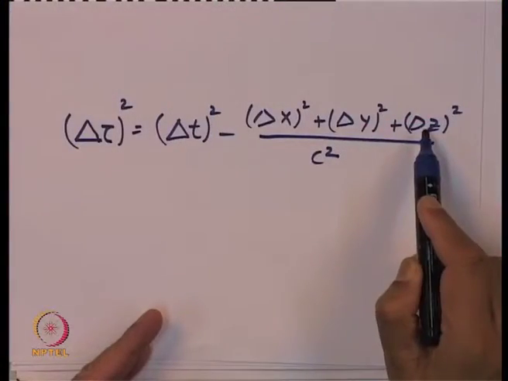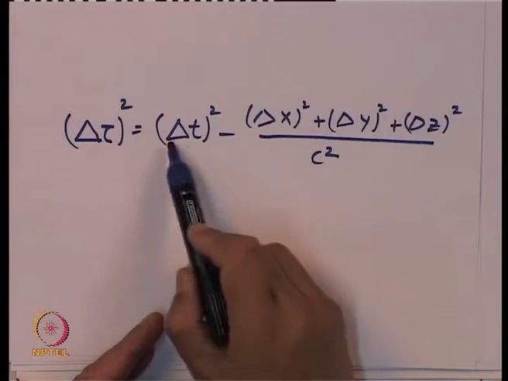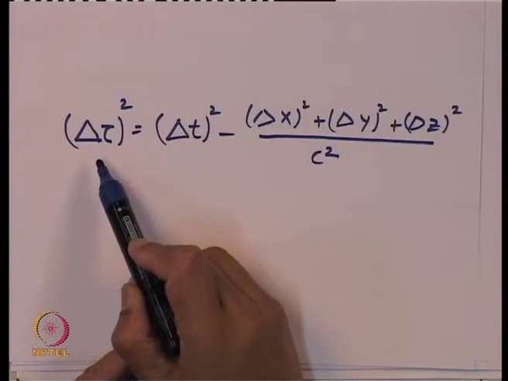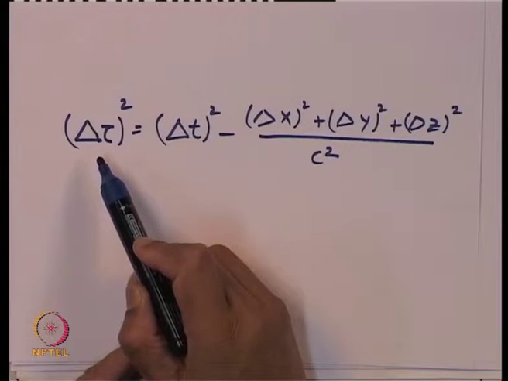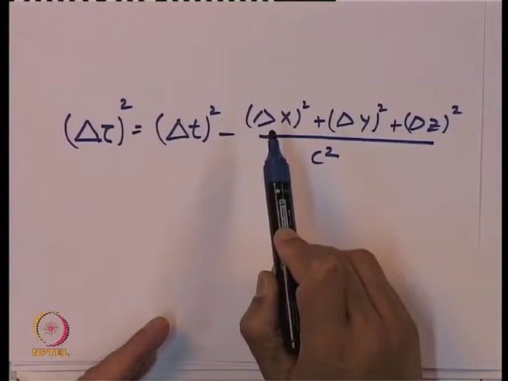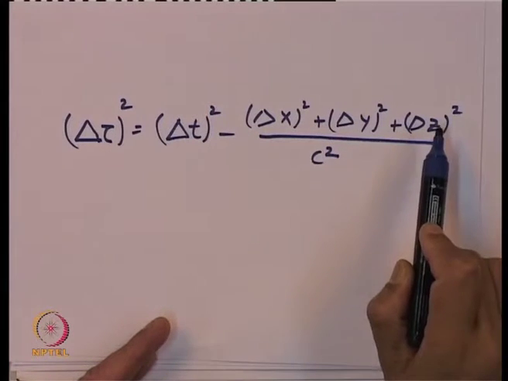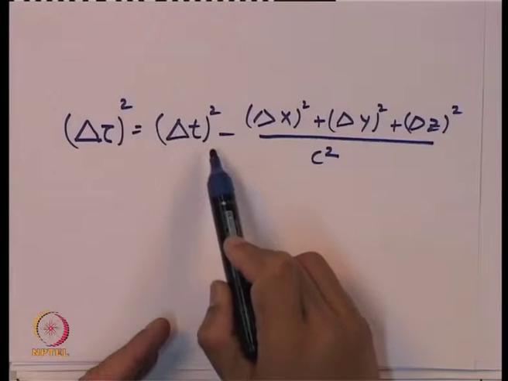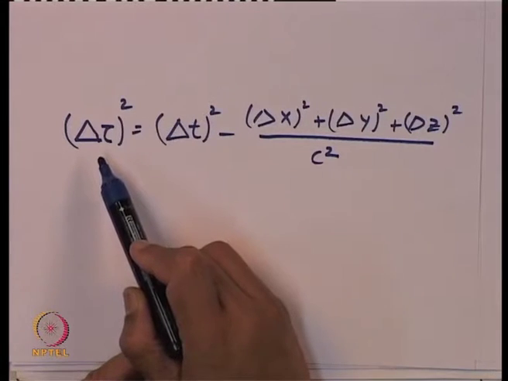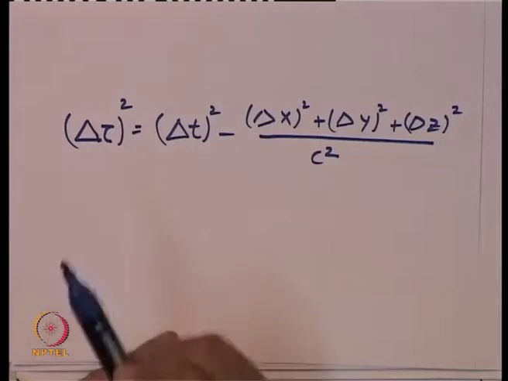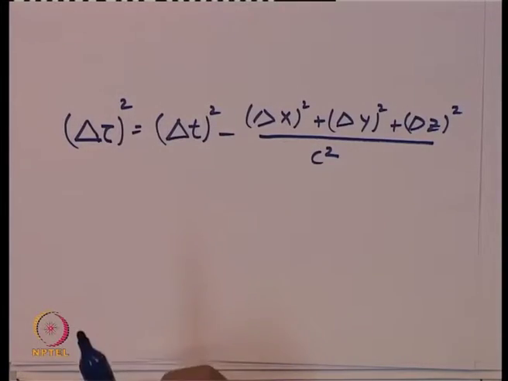And if they have occurred at the same position, delta x is 0, delta y is 0, delta z is 0, and therefore delta t will definitely be equal to delta tau. That is what we said earlier: in a frame of reference, if these are 0, then the delta t that we measure is equal to the proper time interval. So this definition is consistent with the definition that we have used earlier.